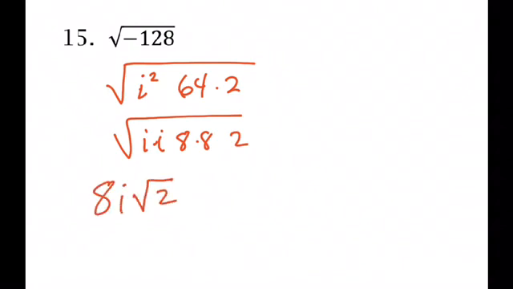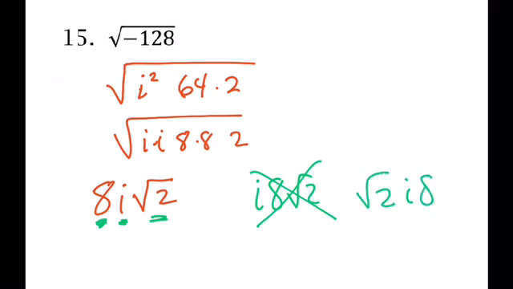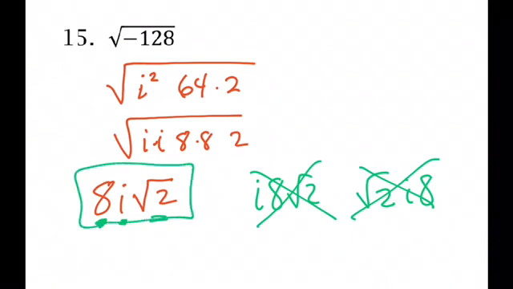Now when you write this with a radical, the standard form is the coefficient comes first, then the i, then the radical. Do not write it like i 8 square root 2. Do not write it like square root 2i8 or anything like that. So it has to be written in this way. That's how you write an imaginary number of that nature.